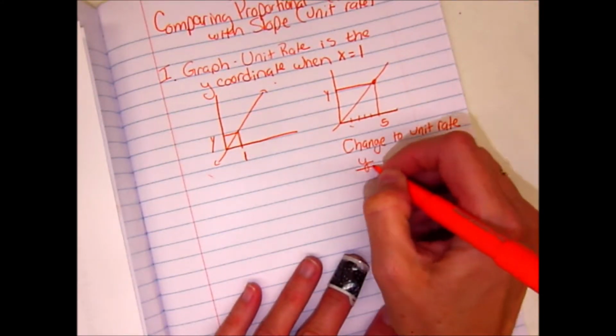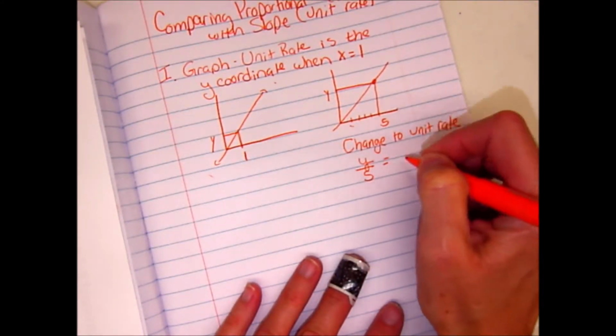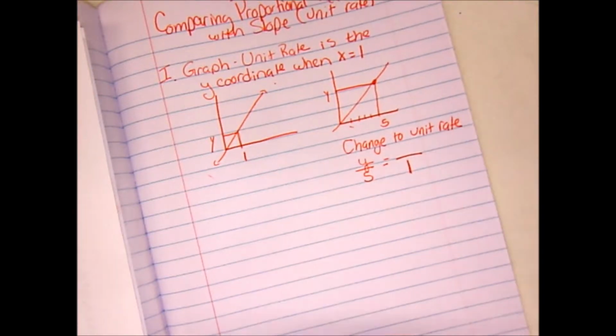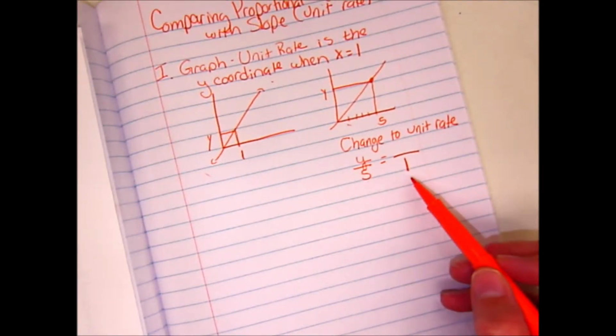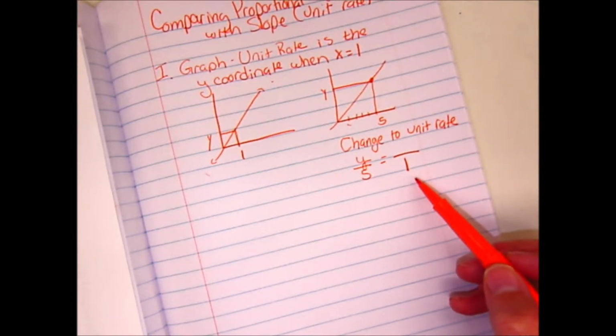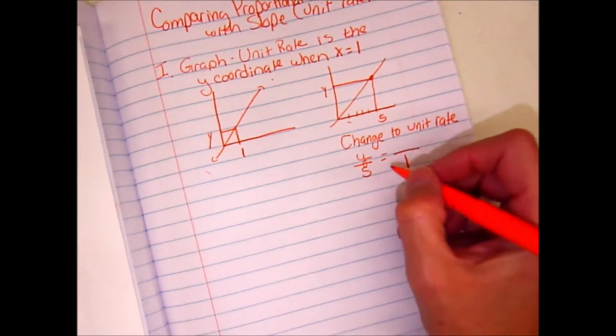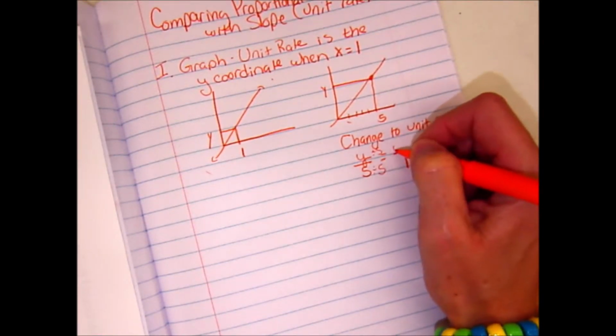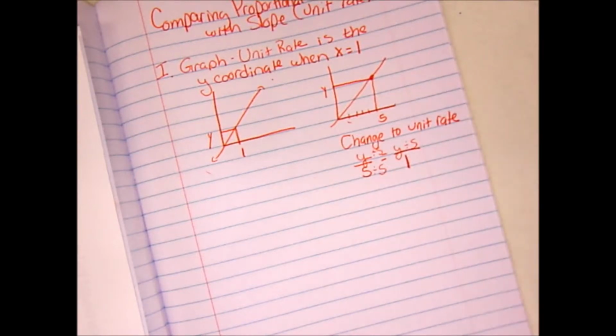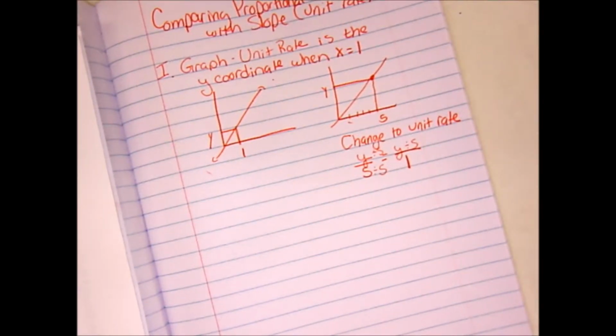So if I have y over 5 and I want a 1 in my denominator, because remember, a unit rate is a rate that has a 1 in the denominator, what am I going to have to do to 5 to get 1? Divide by 5. So I do the same thing to my numerator, y divided by 5, so that I would know for 1, what is my unit rate.